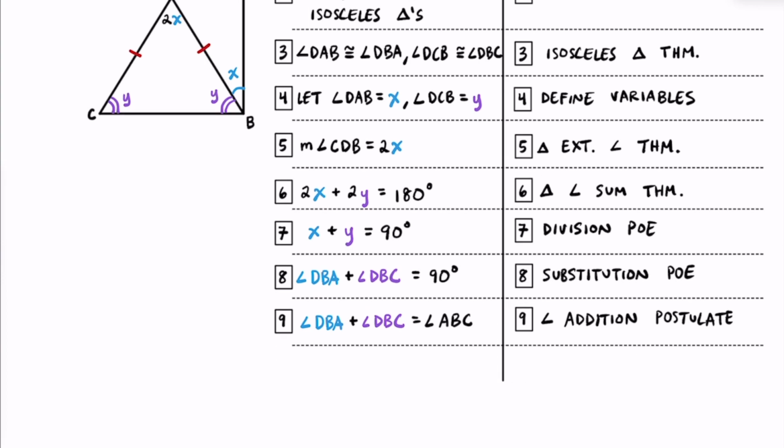And then finally for step 10, if we know that angle DBA plus angle DBC is equal to 90, but also that angle DBA plus angle DBC is equal to angle ABC, we should be able to conclude that angle ABC is indeed equal to 90 degrees. To justify this, feel free to use the substitution property of equality again, or the transitive property of equality. I think they're both going to be okay here.